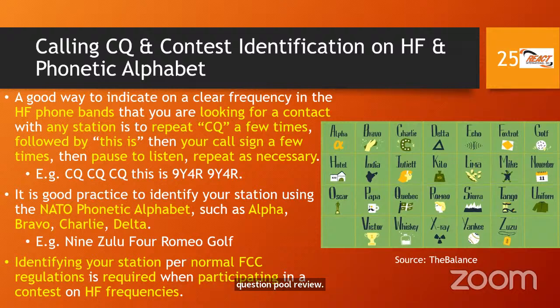When we are on the air and we want to speak to another amateur radio operator, we call CQ. A good way to indicate on a clear frequency in the HF phone bands that you're looking for a contact, in other words, you want to make conversation with another licensed amateur radio operator, with any station, is to repeat CQ a few times, followed by "this is" and then your call sign a few times, then pause to listen, and repeat as necessary. So this is the procedure here.